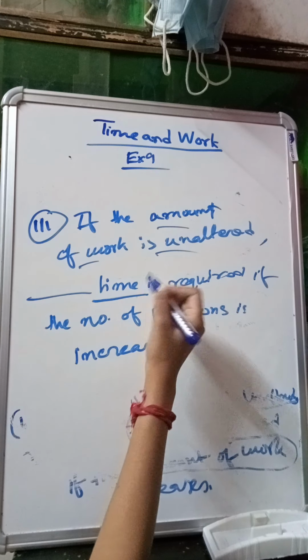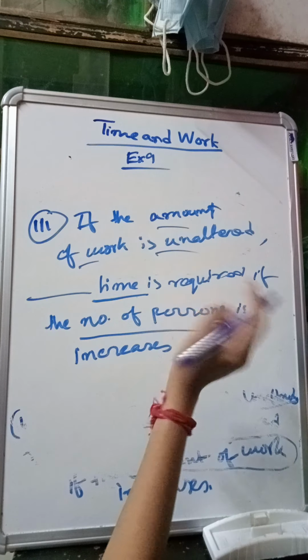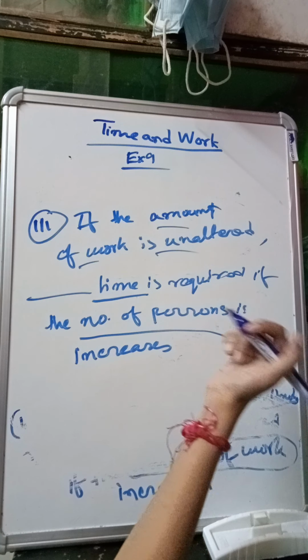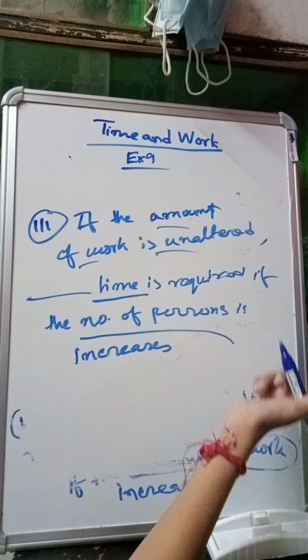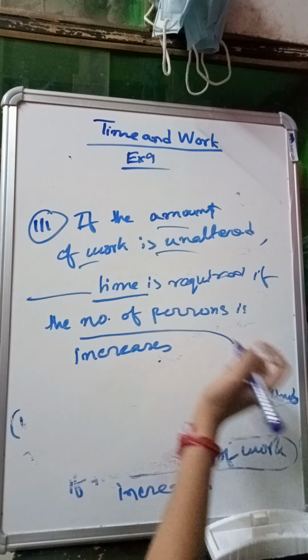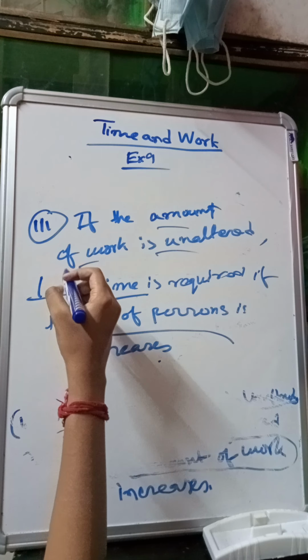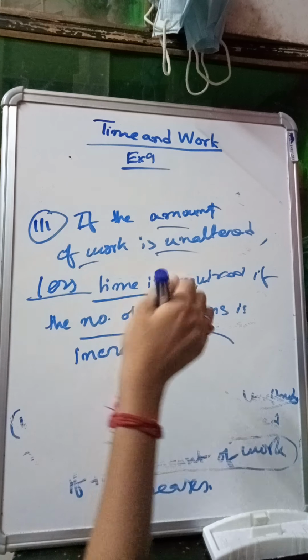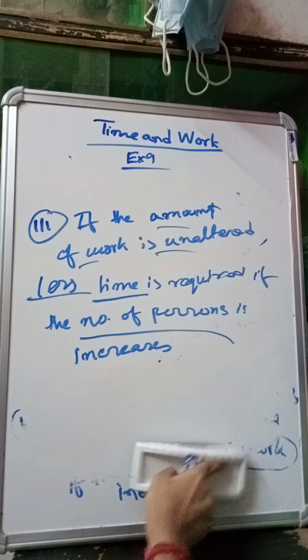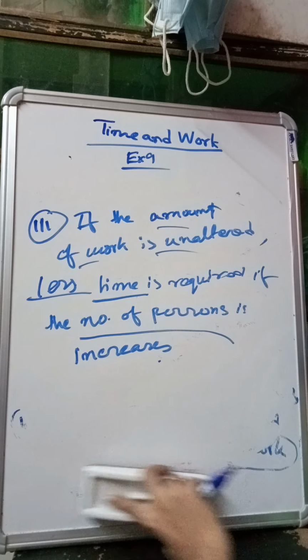So we are concerned about time and the number of persons. What is the relation between time and number of person? I have said to you, it's indirect relation or inverse relation, right? So if the number of persons increases, then we will require less time. Okay, so in this fashion we need to think. So these are the three things.